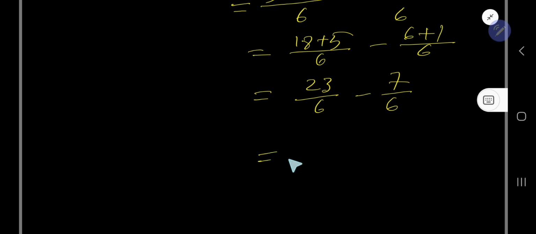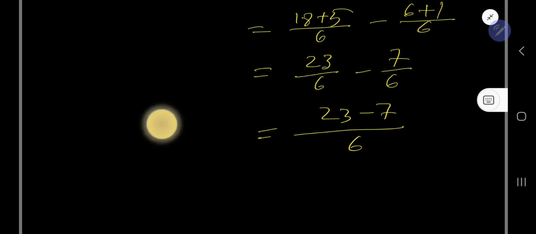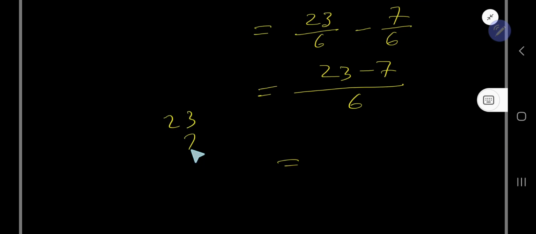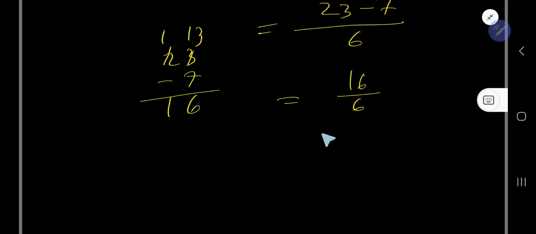Okay, we have the same denominator, so we don't need to think. Just take the same denominator and now subtract the numerators, 23 minus 7. If you subtract 23 minus 7, what will happen? Borrow 1 from here, so this is the tens column, so the ones column will have 13 ones. If you subtract, you are getting 13 minus 7 is 6. Then here you have nothing, so 1. So 16 over 6.